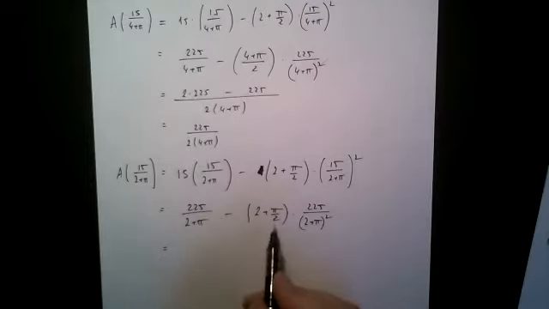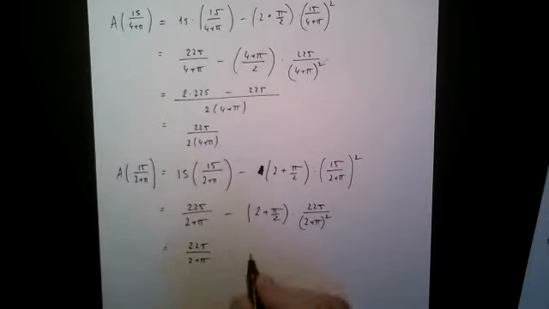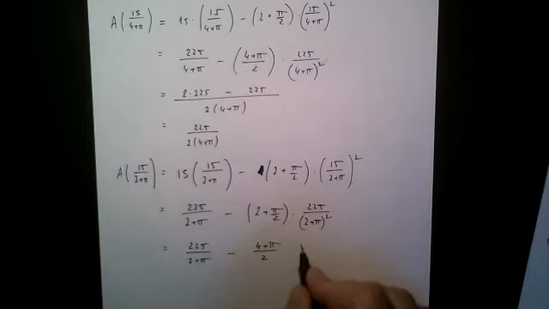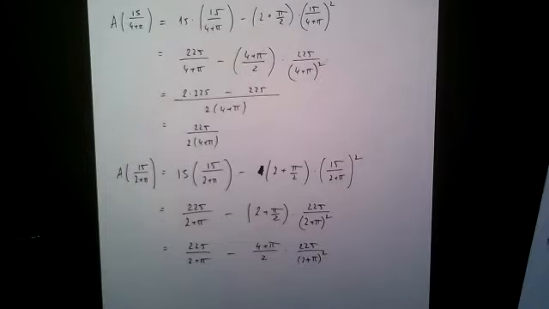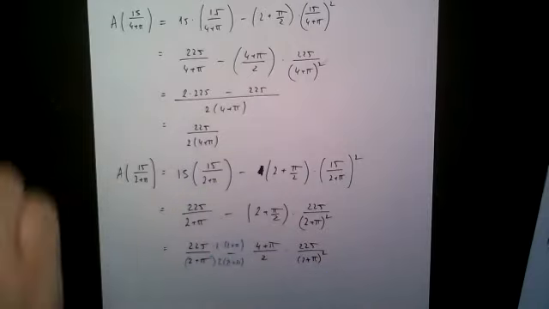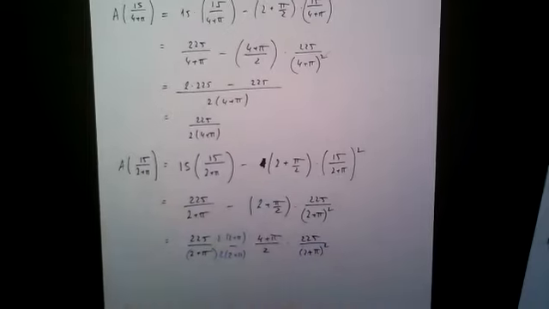Okay, should I calculate it? 225 over 2 plus pi minus 2 plus pi over 2 times 225 over 2 plus pi squared. Okay, so I need the common denominator, so I will multiply here by 2 times 2 plus pi, and as well here 2 times 2 plus pi. Okay, it's just simple algebra, but it's long.